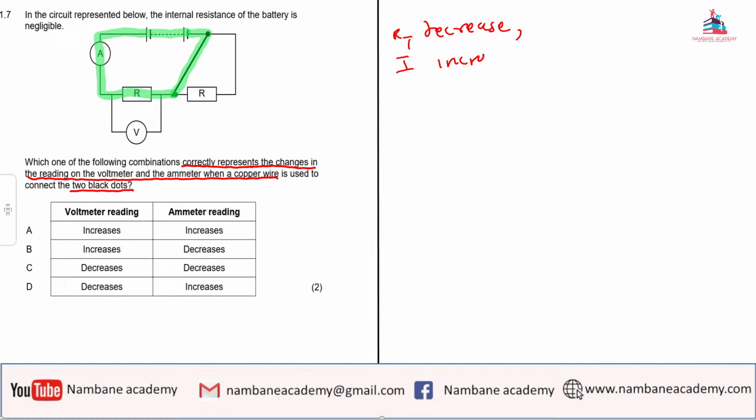But now it means the total potential difference will increase. Why will it increase? It will increase because the other R is no longer there. So the only correct answer here, ladies and gentlemen, is A. Voltmeter will increase. Ammeter will also increase. That is the correct answer for this particular one. That is the correct answer.